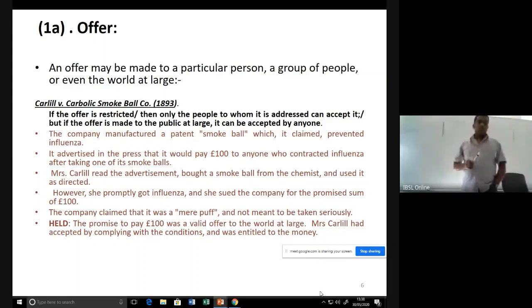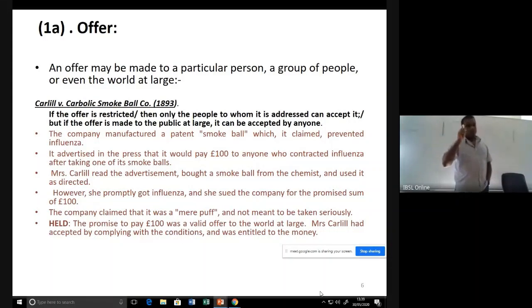Any one person. Once it is accepted, the offer is over. No one else can accept, because once the offer is accepted, an agreement is created and the offer comes to an end. So what you have to remember is that we can classify offers into three: an offer can be made to a particular person, to a particular group of people, or to the world at large.